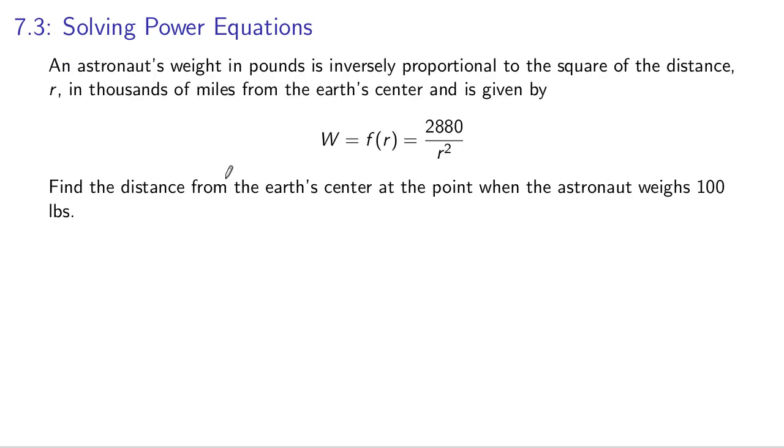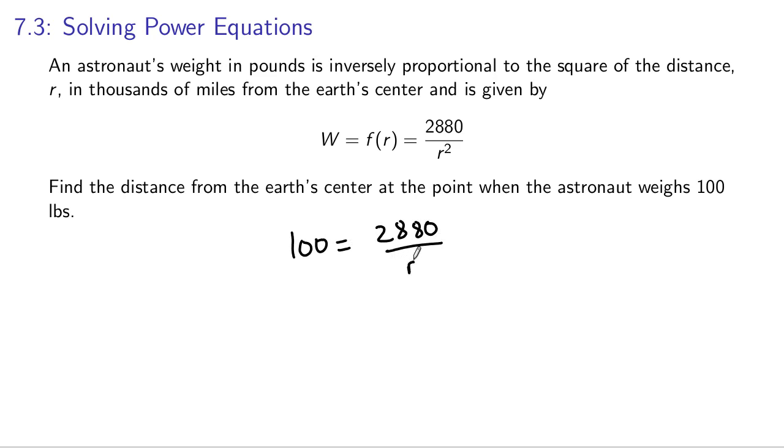So let's solve another equation. An astronaut's weight in pounds is inversely proportional to the square of the distance, r, in thousands of miles from the Earth's center, and is given by the equation W is 2880 over r squared. Find the distance from the Earth's center at the point when the astronaut weighs 100 pounds. So the weight is 100.